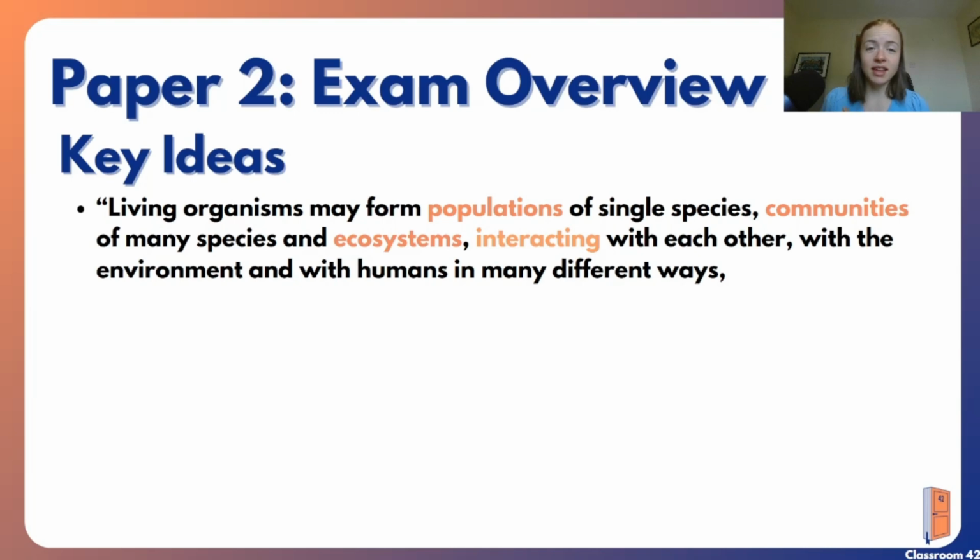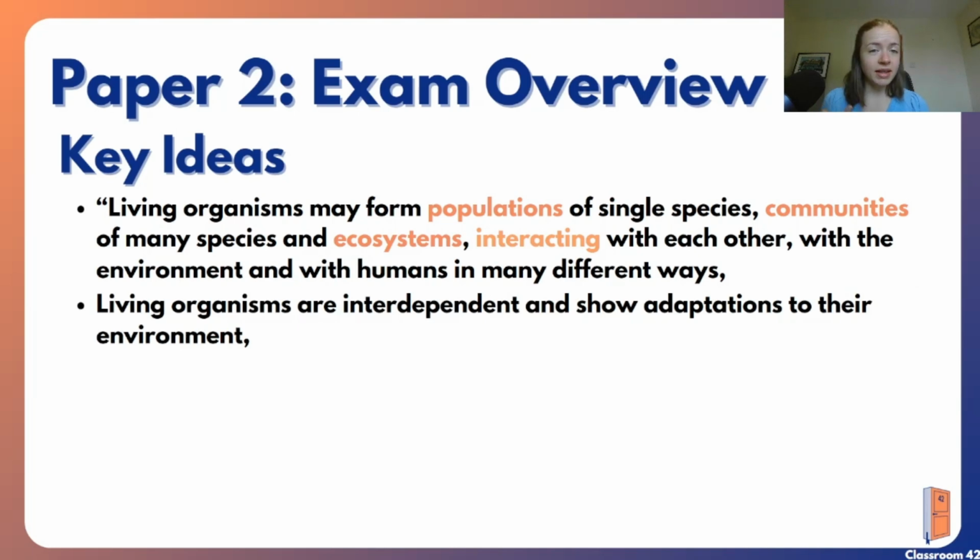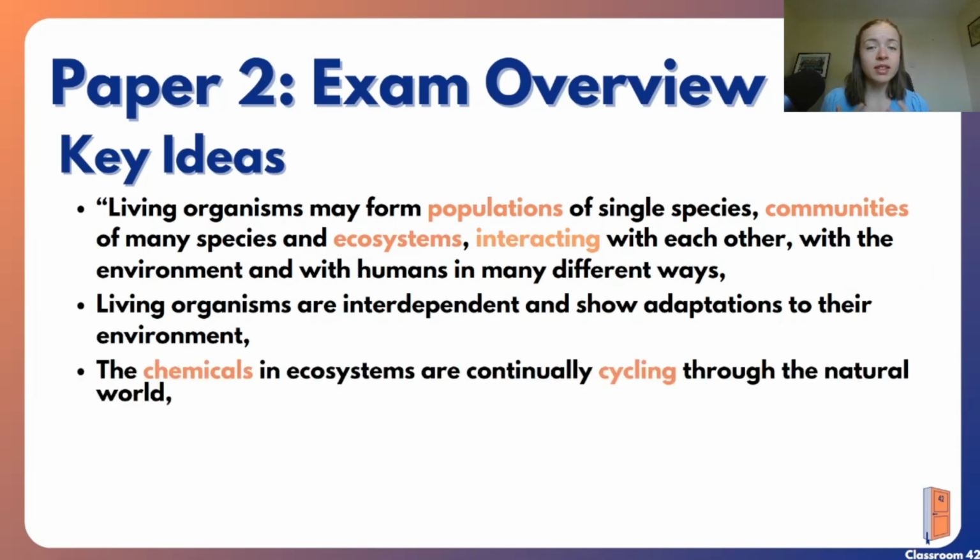So that's linking to B7 with your key definitions for populations, communities, ecosystems, species, and their interaction with the environment and humans as well. Living organisms are interdependent and show adaptations to their environment. The chemicals in ecosystems are continuously cycling through the natural world. So water and carbon cycles are the key ones that you have learnt about there.